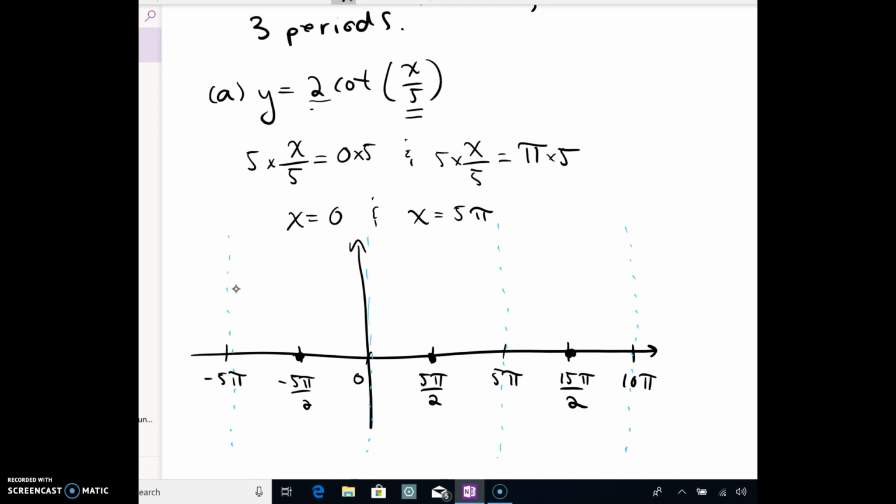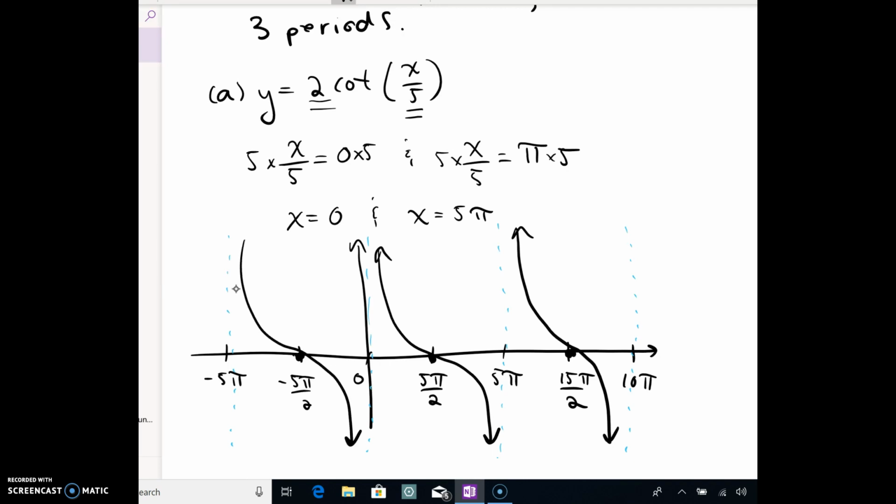Now, we do have this 2 too, but remember we don't define amplitude within the context of cotangent and tangent. And also remember that cotangent has this negative x cubed looking infinite function that goes hand in hand with it. So this is what 3 complete periods of this function looks like.